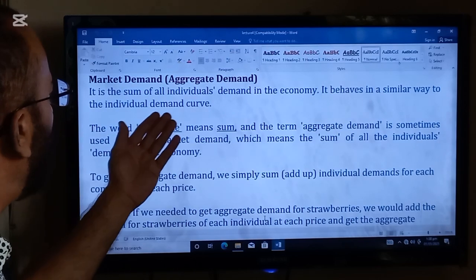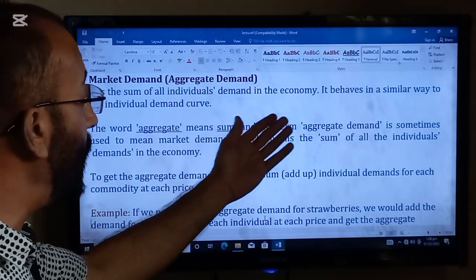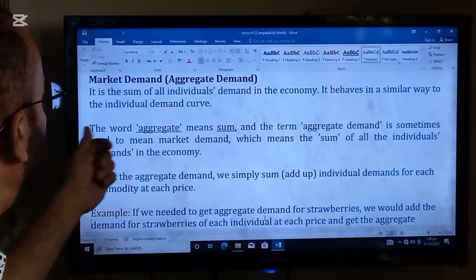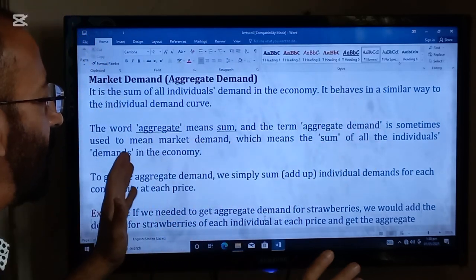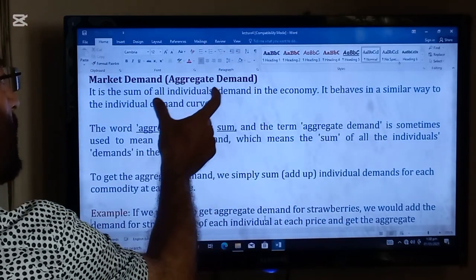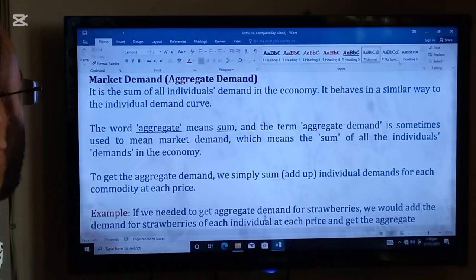It is the sum of all individual demand in the economy. It behaves in a similar way to the individual demand curve. So whatever we have read about the individual demand curves, the aggregate demand curve will behave in the same way.